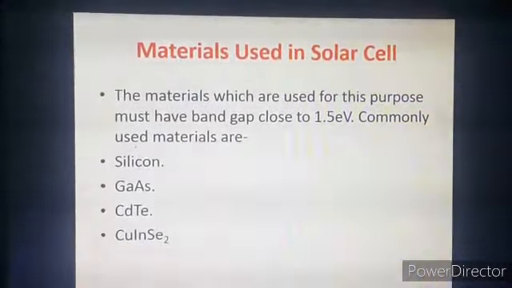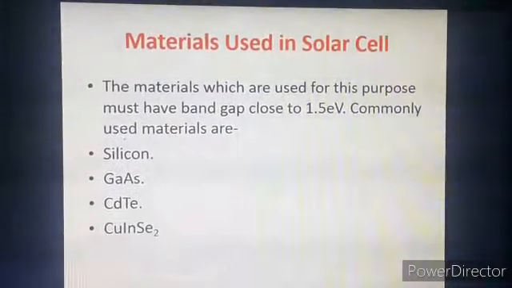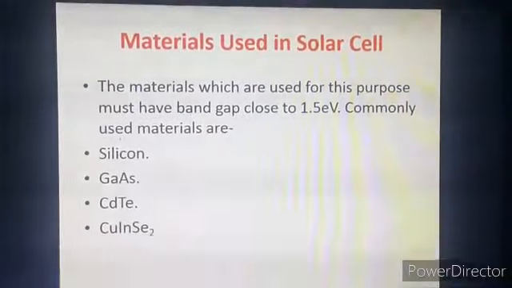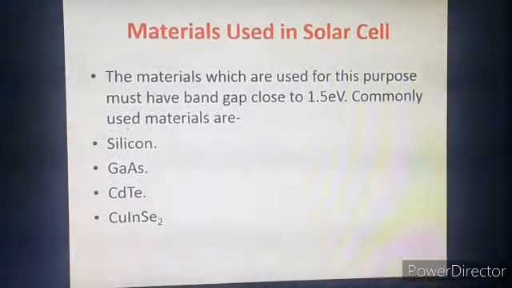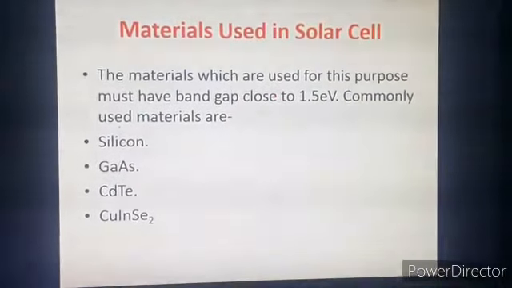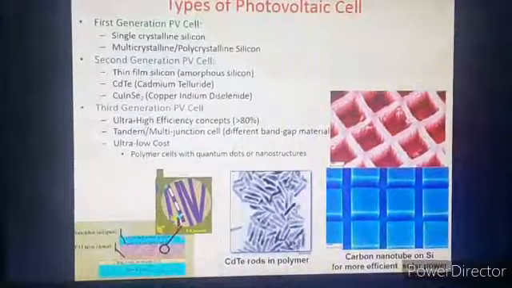So these are the basic materials used in the solar cell: silicon, gallium arsenide, cadmium telluride, and copper indium selenide. And the main thing is the band gap, which should be close to 1.5 electron volt, so that it can match the solar spectra. Now these are the types of photovoltaic cells.